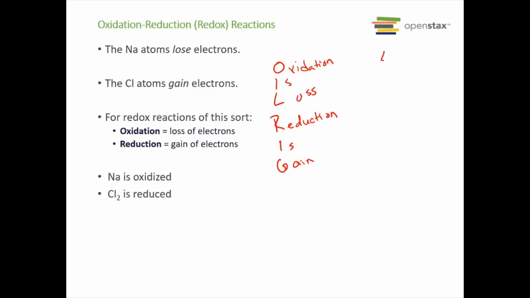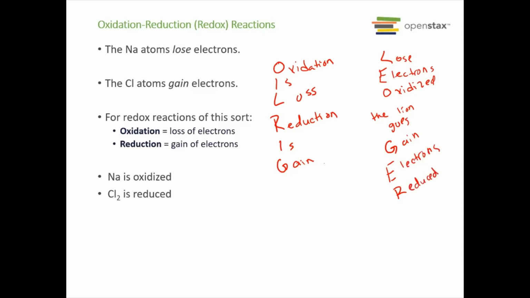And we also have LEO the lion goes GER. Lose electrons, oxidized; gain electrons, reduced. So in our reaction, sodium lost electrons. They were on the product side, so it's oxidized. Chlorine gained electrons, so it is reduced. These terms will make a little bit more sense in the next video.